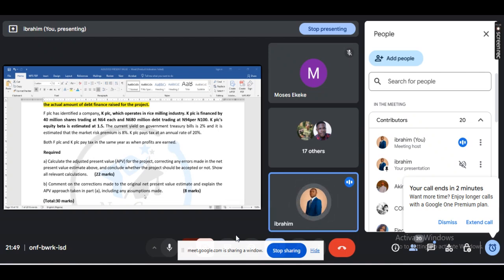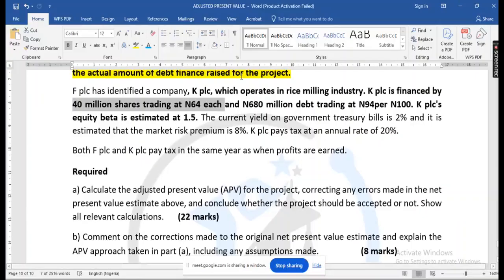So let me quickly create another link so that we can continue, in the worst case scenario, class. This is, to me, just a straightforward way of calculating market value of equity.